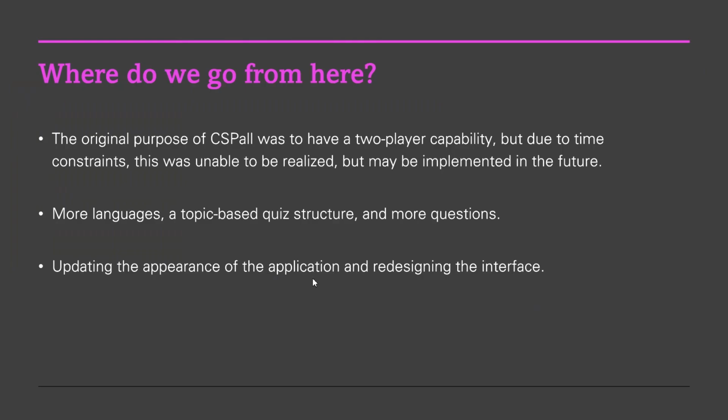Where do we go from here? The original purpose of CSPall was to have a 2-player capability, but due to time constraints, this was unable to be realized, but may be implemented in the future. I'd also like to add more languages and a topic-based quiz structure and more questions. The current quiz structure is difficulty-based, and I would like to separate them into topics so it would be more appealing to students. I'd also like to update the appearance of the application and redesign the interface.